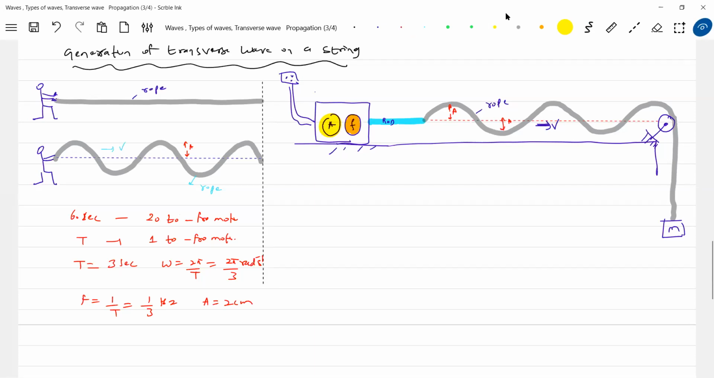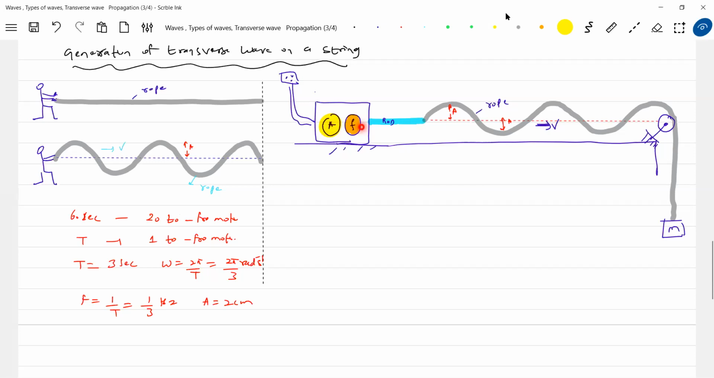That will determine the amplitude. No, I want 1 millimeter. 2 centimeter is very high. Usually it will be 1 millimeter, 2 millimeter. The rod will vibrate up by 2 millimeter and 2 millimeter down. Then this will be the amplitude. So we determine the amplitude of the wave now. The source is here.